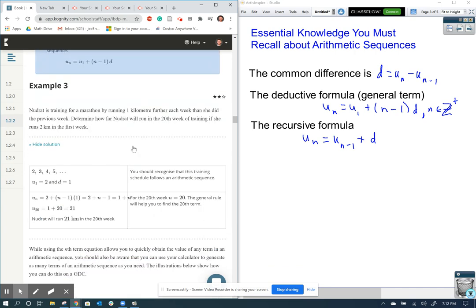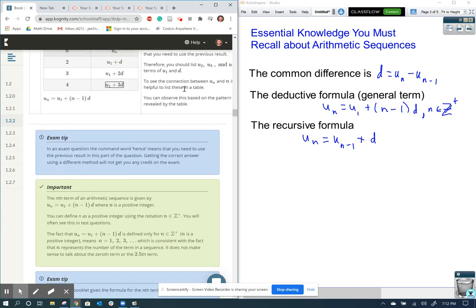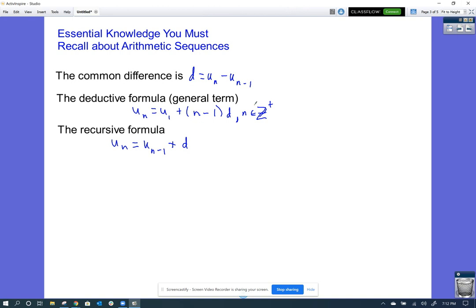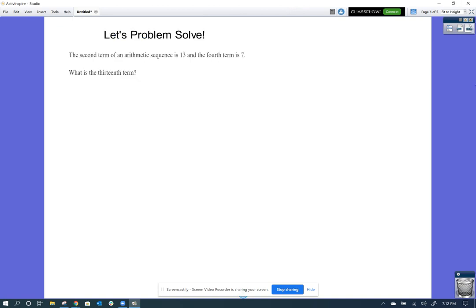I think that's all I wanted to cover for the cognity. And next, I want to show you two examples that are similar to ones that you did read about and you're practicing with, but I think it's useful for me to just go over my take on how to tackle some of these. So let's problem solve. It says that the second term of an arithmetic sequence is 13 and the fourth term is 7. What is the 13th term?